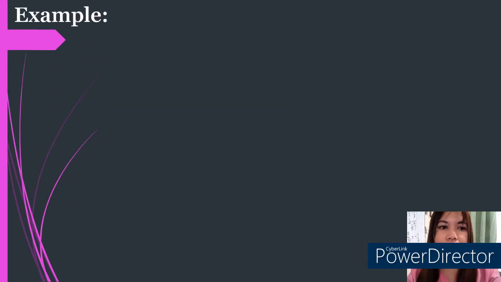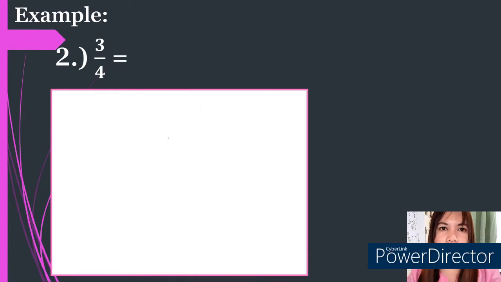Next, example number 2. Our given is 3/4. Okay, same process. We are going to divide again. 3 divided by 4, or numerator divided by denominator. So again, we have 4, add a decimal point, align. And this one, add 0. Then 30 divided by 4 is 7. 7 times 4 is 28.